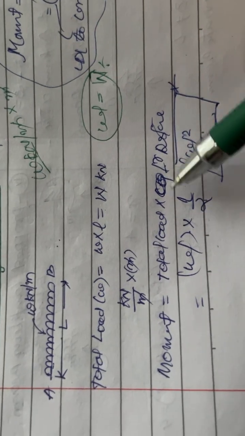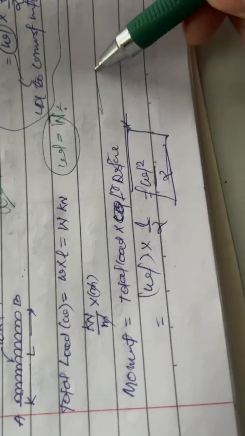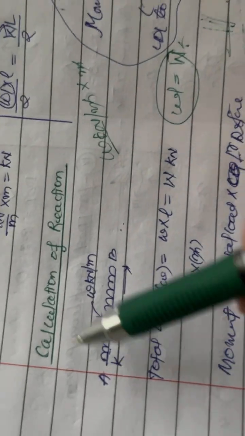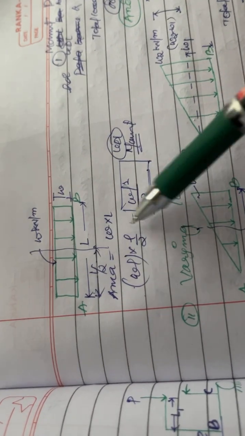Total load WL into perpendicular distance means CG. अगर यहाँ से तो ये लोड यहाँ पे लग रहा है तो perpendicular distance L/2. Always remember that ये ऐसे L होगा तो इसमें L/2 पे एक्ट करेगा, क्योंकि ये रेक्टेंगुलर कंसिडर करना है. WL/2 हो जाएगा. इसके बाद अगर ये है आपका, तो यहाँ पे आपको क्या करना है?